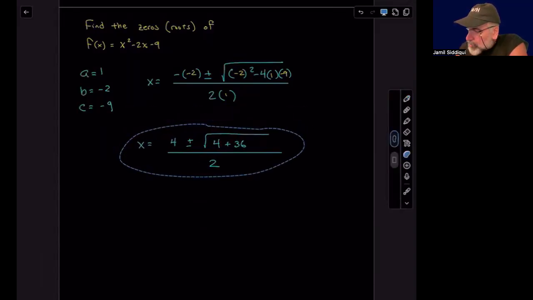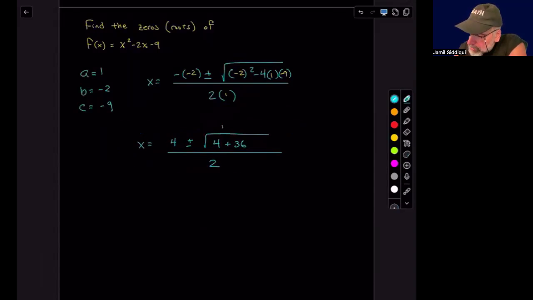Let's figure out what the discriminant's going to equal. In this case, that's going to be the square root of 40. But again, we got a nice number we can use in there. We can bust that up using the square root of 4 and the square root of 10, and that's just going to become 2 root 10. So from here, we go down, and what happens? We end up with x equals 4 plus or minus 2 root 10 over 2.